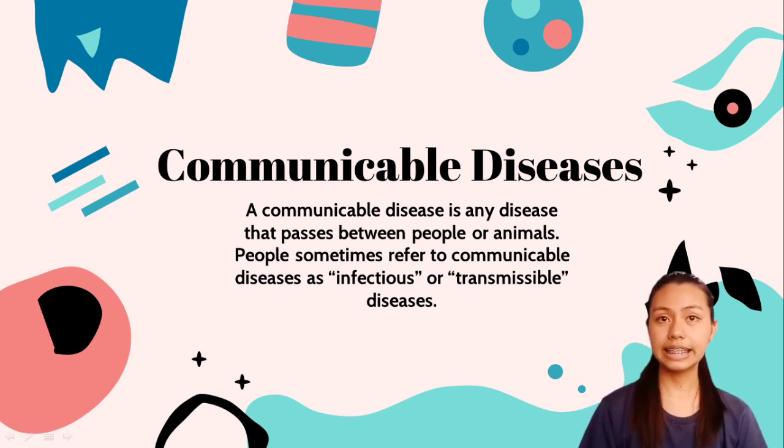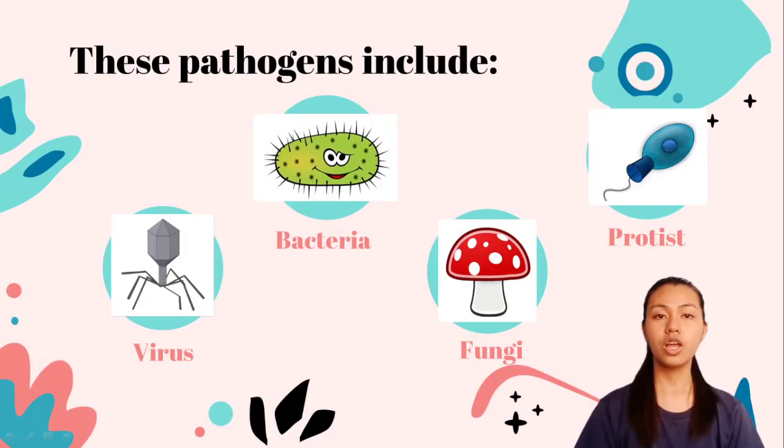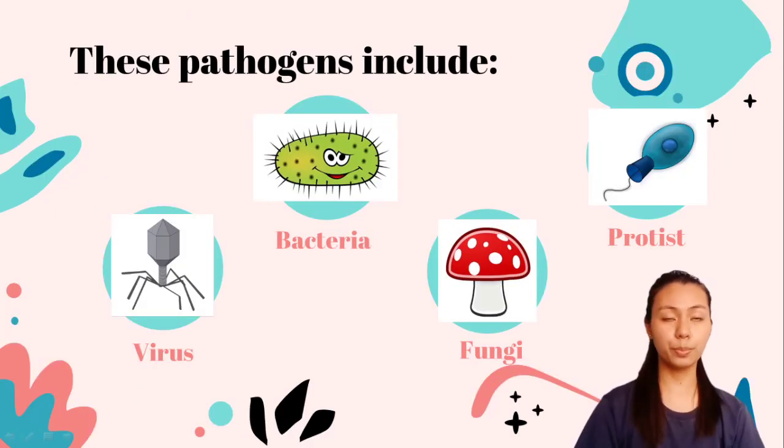This is an illness that results from infection, presence, and growth of pathogenic biological agents in an individual human or other animal host. So this means that it is capable of causing diseases. These pathogens include bacteria, viruses, fungi, and protists that can cause communicable diseases.